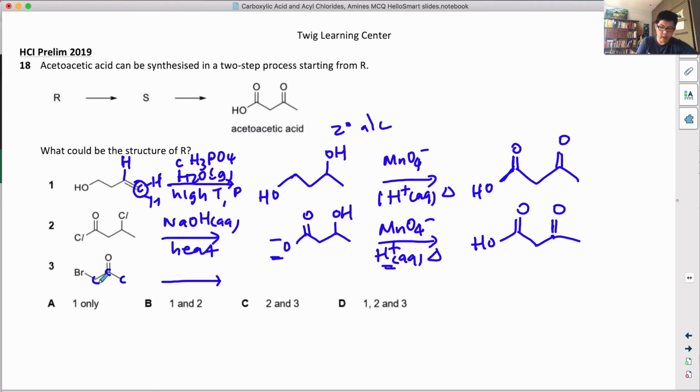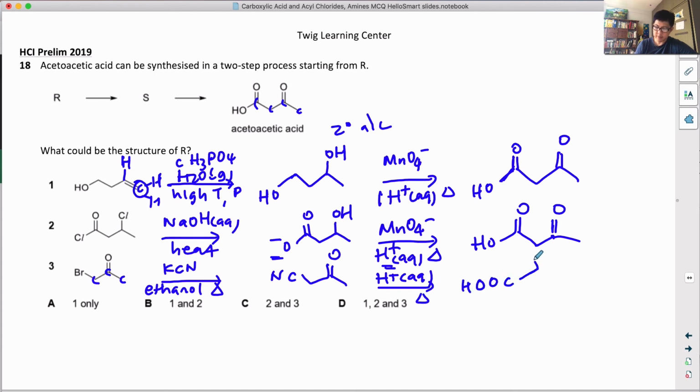I have 1, 2, 3 carbon, but you notice this one has 1, 2, 3, 4 carbon. So you need 1 more carbon. So this one you add your KCN, ethanol, heat. So the Br becomes CN. And then the next step is just acid hydrolysis. So the CN becomes COOH. So actually you get the same compound. Alright, so this question means it's 1, 2 and 3.